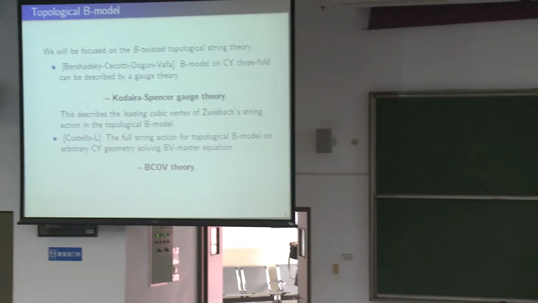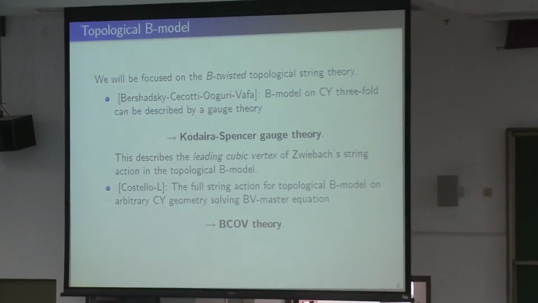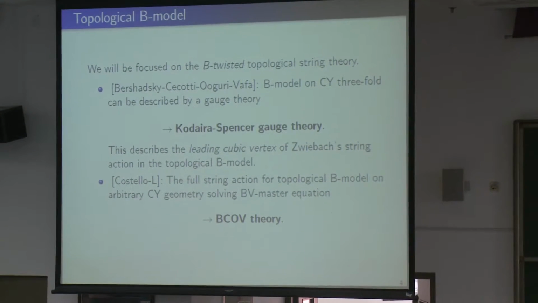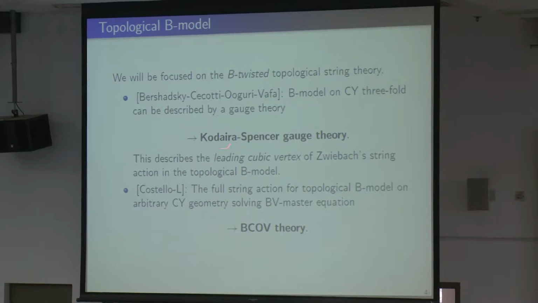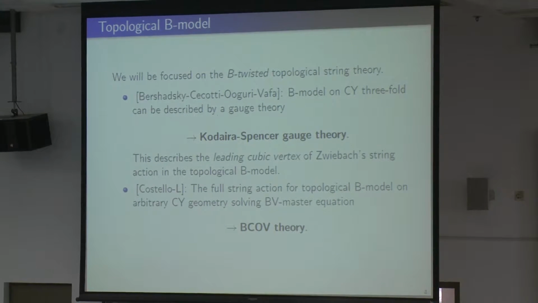It's called Kodaira-Spencer because if you look at the classical geometry of this gauge theory, it basically describes the deformation of complex structures. At some point, you can view this particular proposal as describing the leading cubic vertex of the Zwiebach string action in the topological B model. And you may wonder whether we can find the full solution of the string field action satisfying the Batalin-Vilkovisky master equation. A couple of years ago, Costello and I found an interesting solution for this topological B model, which extends this Kodaira-Spencer gauge theory to arbitrary Calabi-Yau, and by turning on the descendants, we should solve the master equation. I will try to explain a little bit more. We call this BCOV theory.